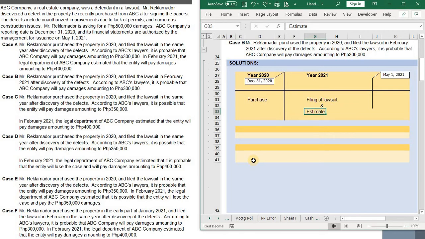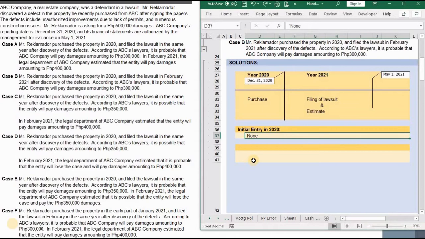The question is, is there an entry made in 2020? And the answer is none. So why is there no entry made in 2020? That is because as of 2020, there is no lawsuit yet that has been filed. So it means the entity ABC Company has still no idea about the defect in the property purchased by Mr. Reclamador, and that is as of 2020. And this is the reason why there is no entry made in relation to the lawsuit for 2020. And since the lawsuit has been actually filed in February 2021, that is the only time we discovered that there is a defect in the property purchased by Mr. Reclamador.